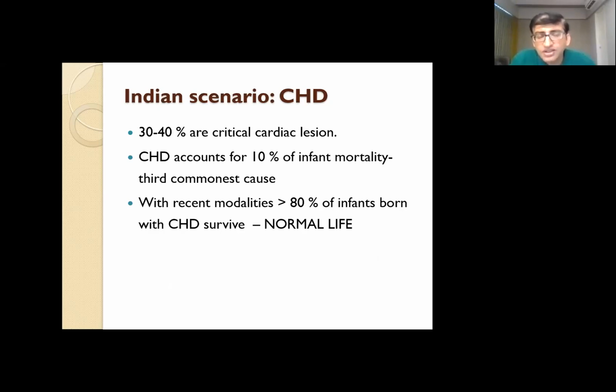Of these kids, around 30 to 40% have critical cardiac lesions which need treatment in the first year of life. If you don't treat these children in the first year of life, they are going to die. Hence, congenital heart disease accounts for 10 to 15% of infant mortality. That is the third commonest cause after prematurity and sepsis.